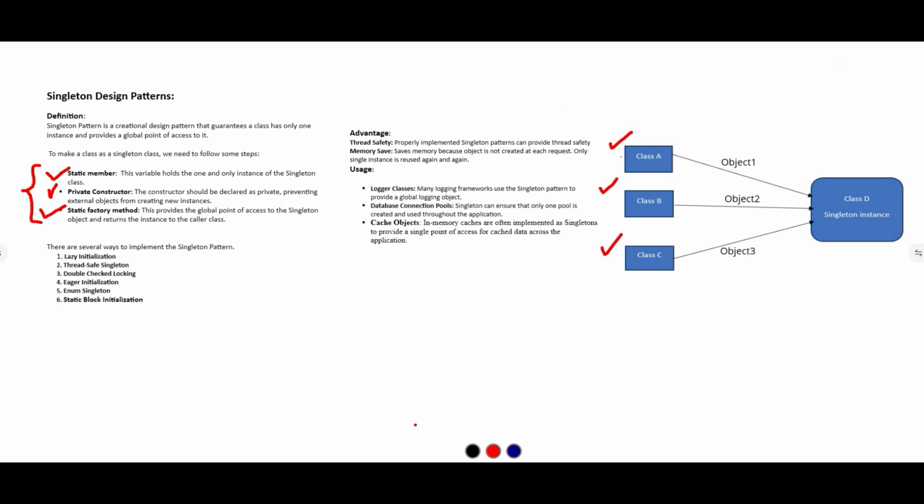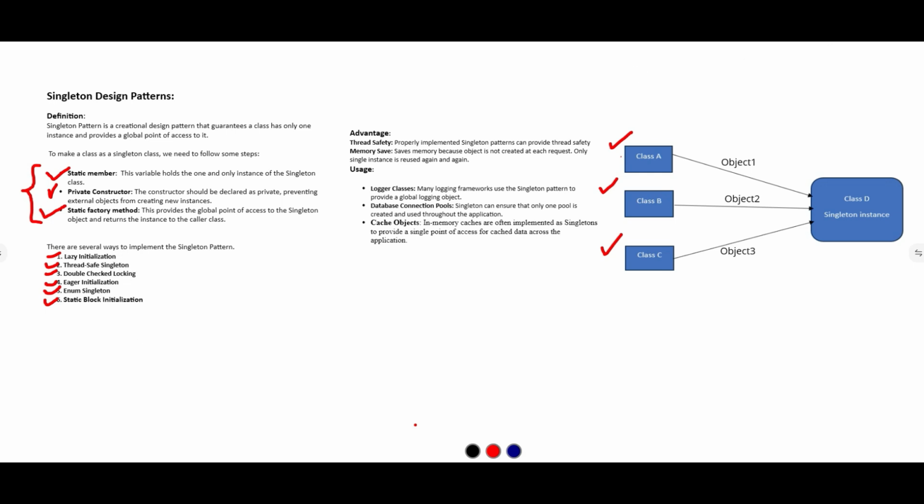Now there are several ways to implement the singleton pattern. Here you can see the methods are lazy initialization, thread safe singleton, double check locking, eager initialization, enum singleton, and static block initialization. In my next videos I will do the coding for all types of methods I mentioned here. One by one I will cover the hands-on for all these methods.